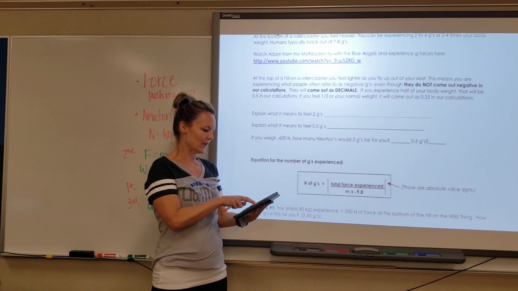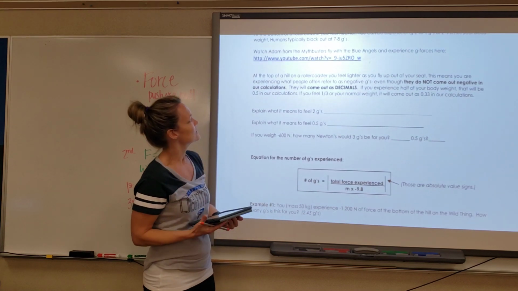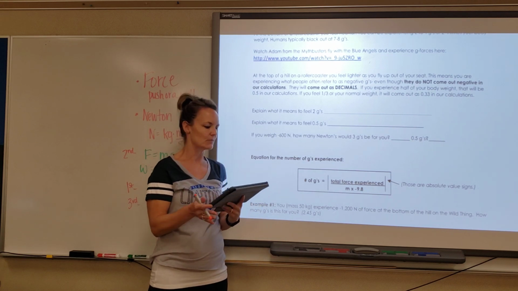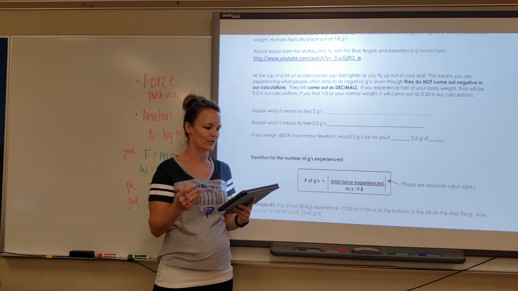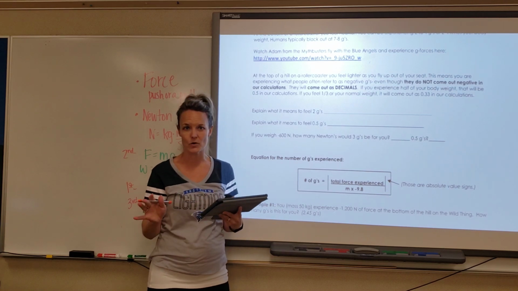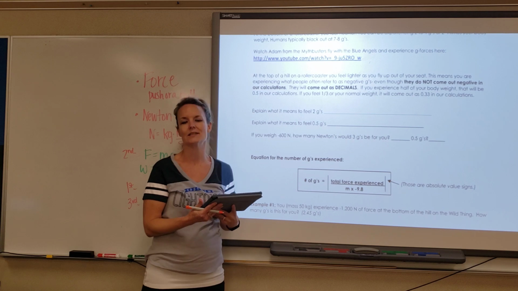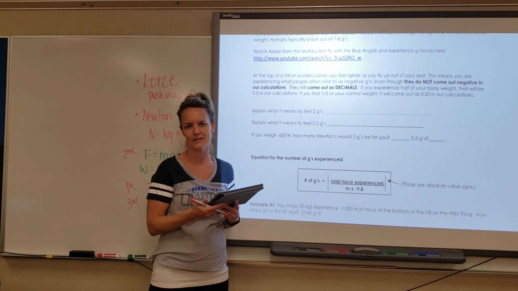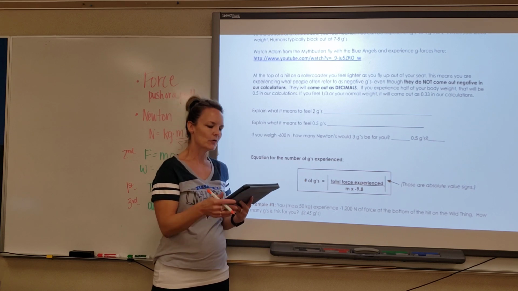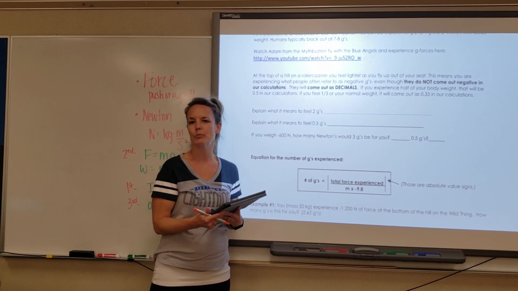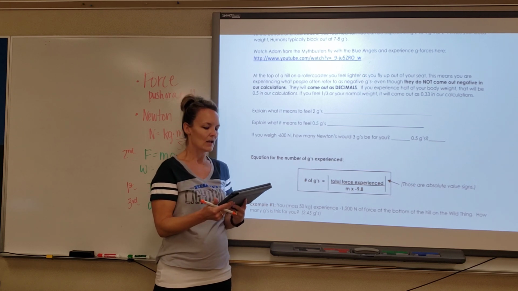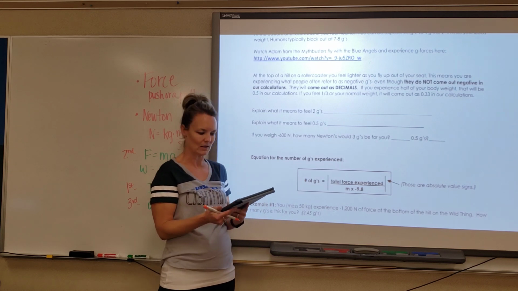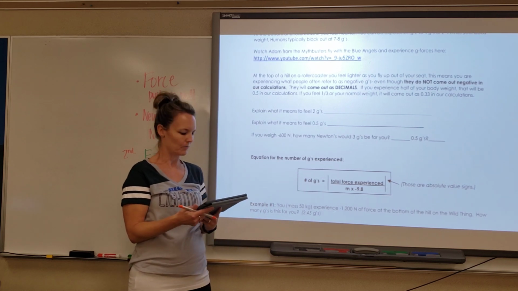All right, moving into what this actually means. At the top of a hill on a roller coaster, you feel lighter as you fly up out of your seat. This means you're experiencing what people often refer to as negative G's, even though they don't come out as negative in our calculations; they come out as decimals. They just call them negative G's, but really it'll come out as a decimal in our calculations. If you experience half your body weight, it would be 0.5 in our calculations. If you feel 1/3 your normal weight, it will come out as 0.33. So you're looking for a decimal when you feel lighter.